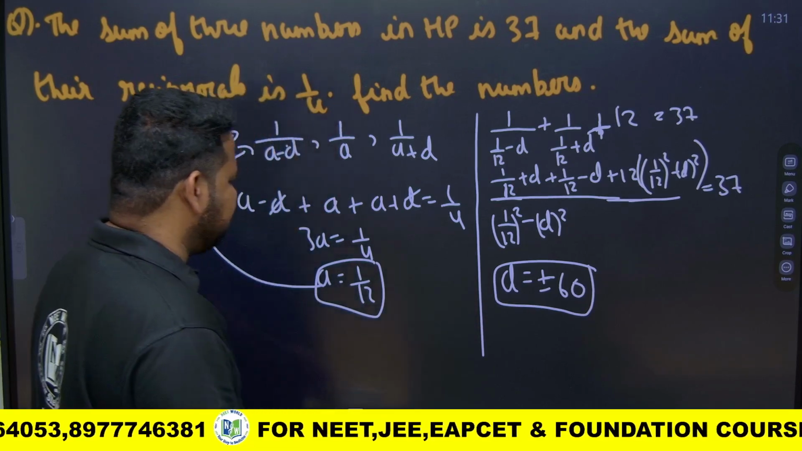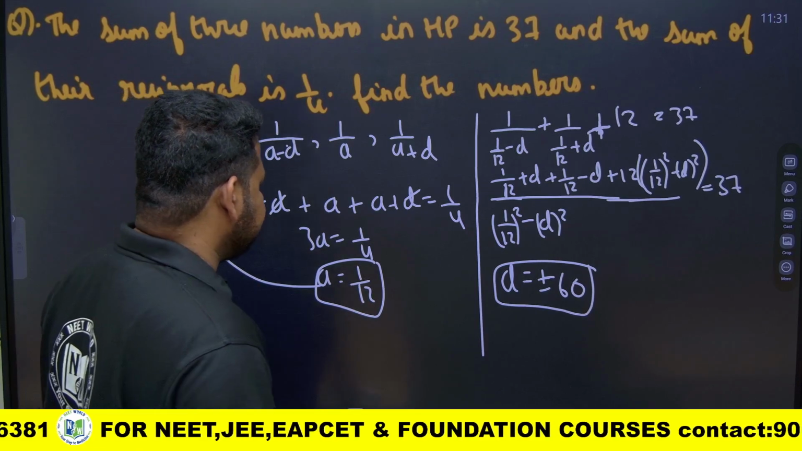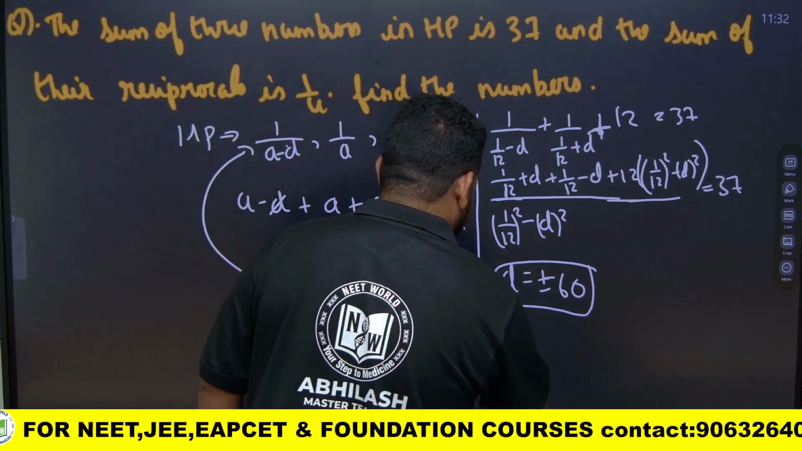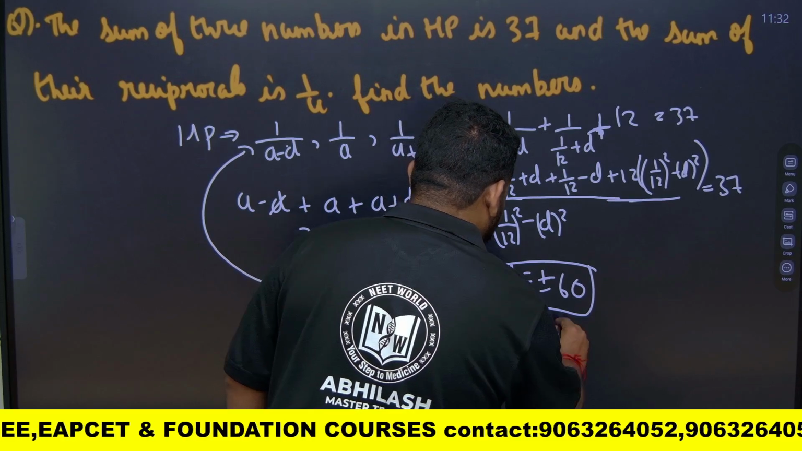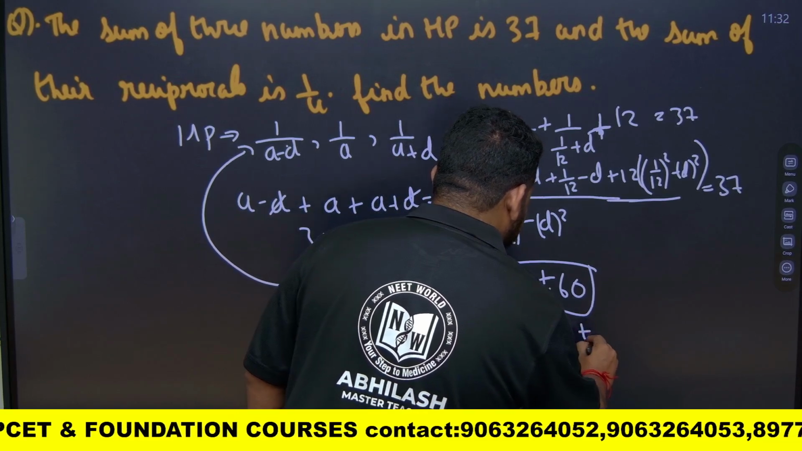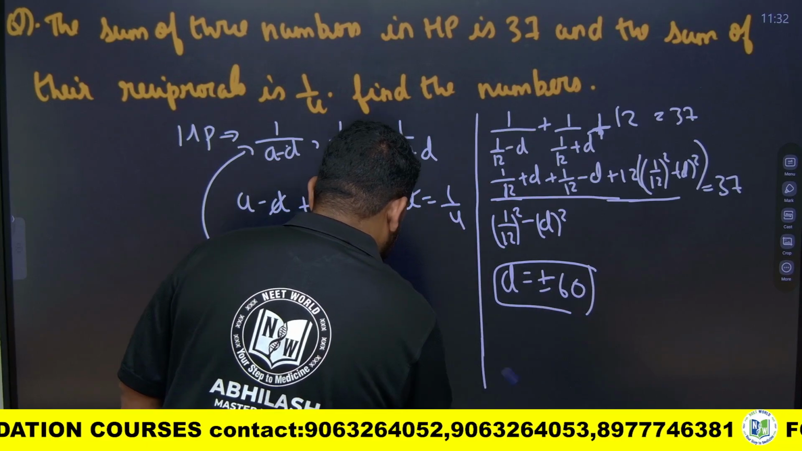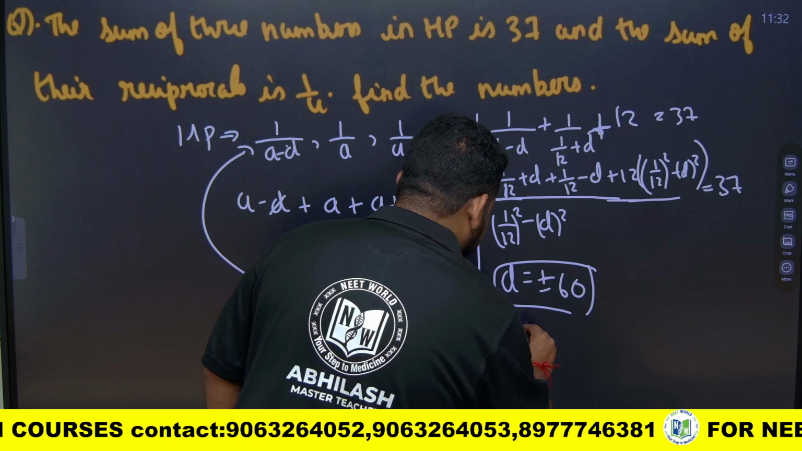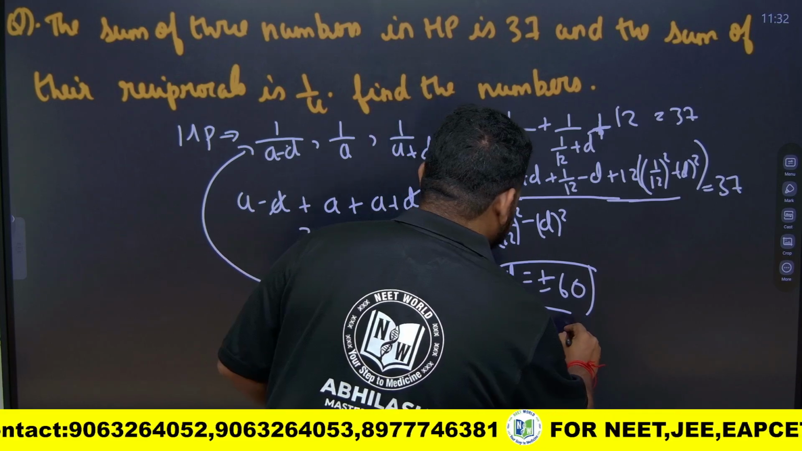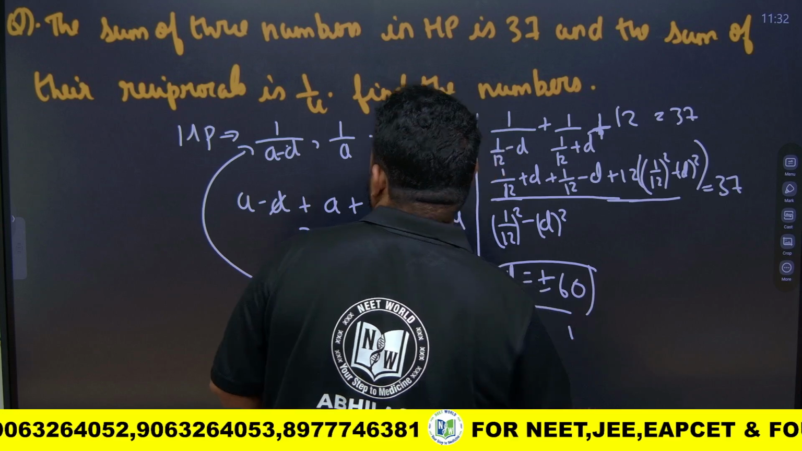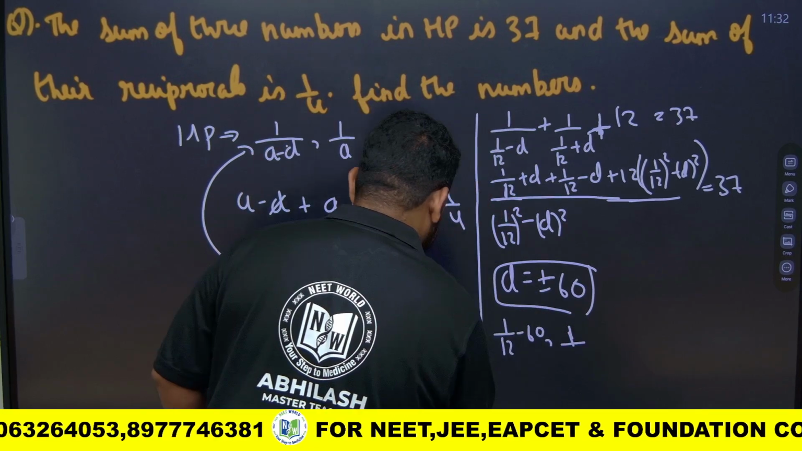So what if you put d is equal to plus 60, what are the numbers that you get? So you will get a is equal to what? 1 by 12. So you will get the numbers as 1 by 12, 1 by 12 plus 60, and 1 by 12 minus 60. The first number is 1 by 12. A is nothing but 1 by 12 itself.